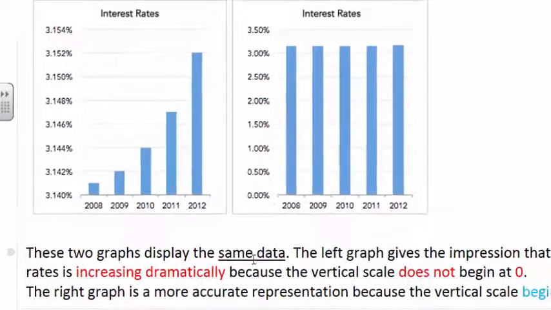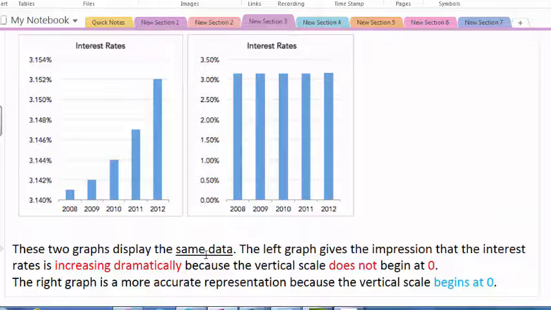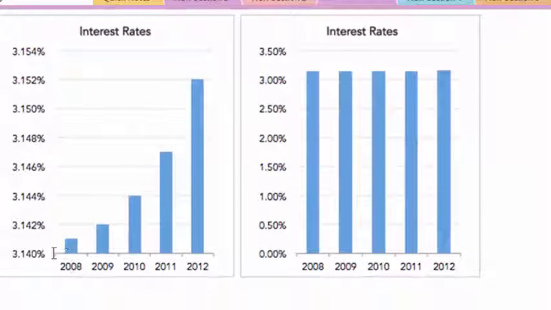These two graphs display the same data. If you want to check if it's the same, let's see. In 2008, the interest rate was 3.141, because this is 142, 140, so in the middle, 3.141. Here, because it's very small, we cannot see it, but it's close to 3.14. The second one, in 2009, is 3.142. Again, as you can see, there is no big difference, so 142. In 2010, it jumped a little bit, 3.144. So a little bit up to 3.144.